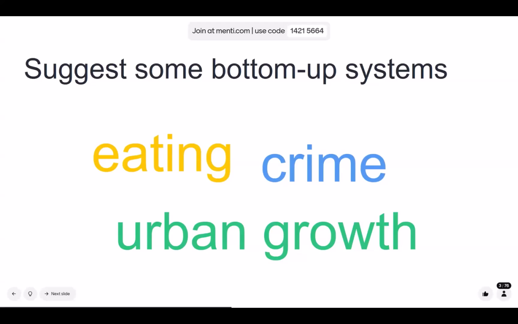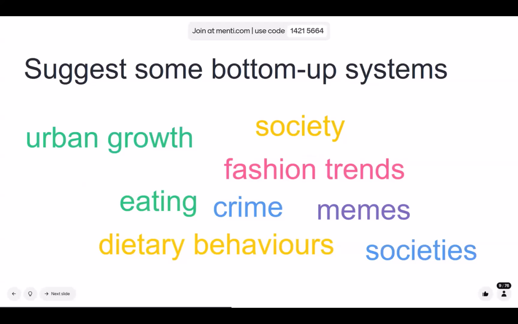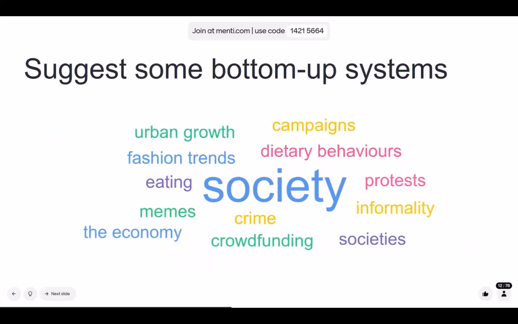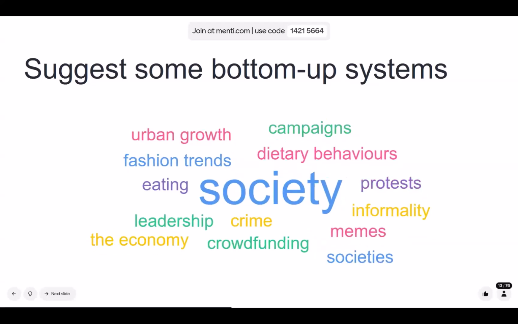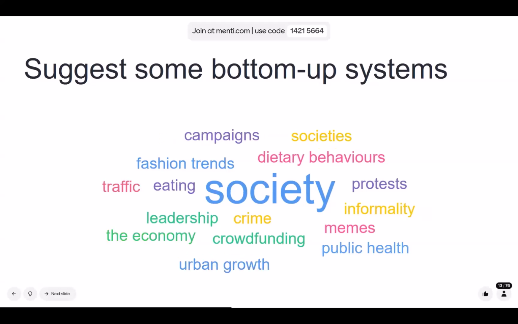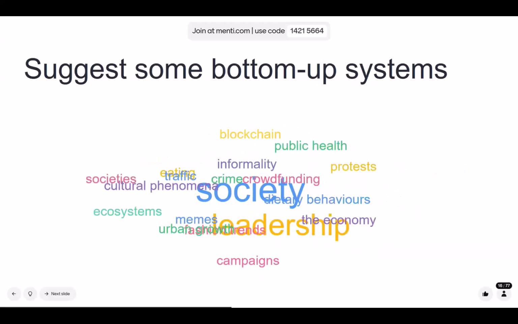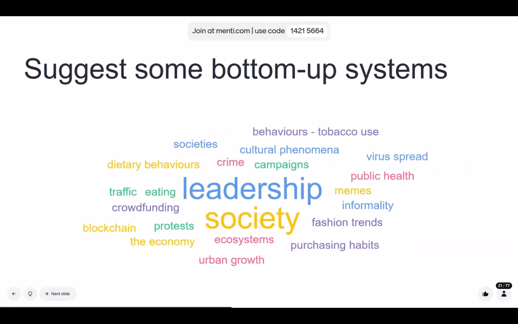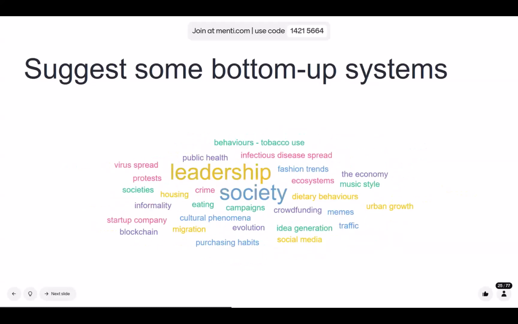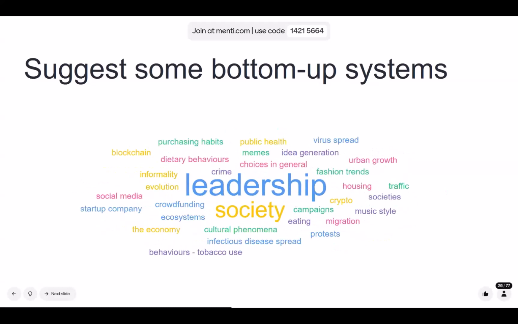Yeah, okay. So here we go. Urban growth, society, fashion trends is great. That is absolutely driving weird feedback loops in surprising directions. That is a brilliant example of a bottom-up system. Protests is a very good one. Dietary behaviors, it really does seem to explore all the weird possibilities. These are some great examples. You guys are fantastic. Memes, music styles, the economy. The economy is very bottom-up, I would argue. Tobacco use. Okay. Yeah, you're really capturing it.